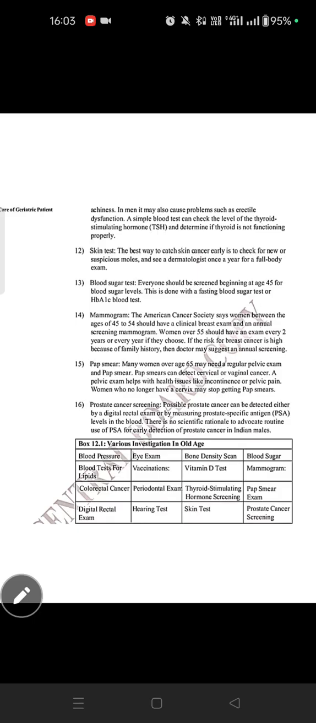Then mammography. The Cancer Society says for women between 45 and 50, a clinical breast exam will be there. We can do mammography once every 2 years, and we can find cancer or anything else.